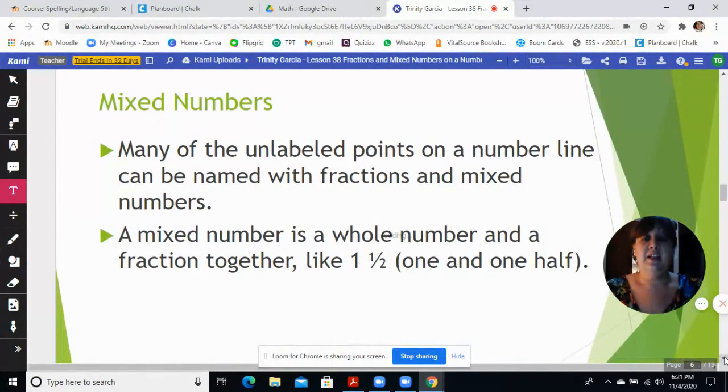Many of the unlabeled points on a number line can be named with fractions and mixed numbers. A mixed number is a whole number and a fraction together, like 1 and a half, 1 and 1/2. All right, that's a whole number, 1, and a fraction. Well, it is a mixed number because it includes a fraction. So 1 and 1/2 is a mixed number.